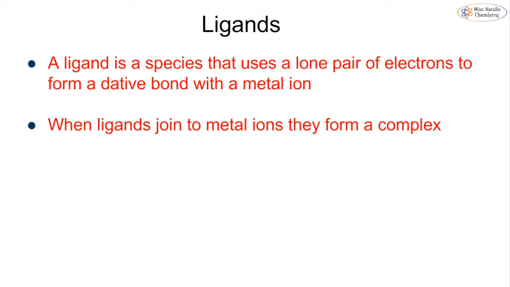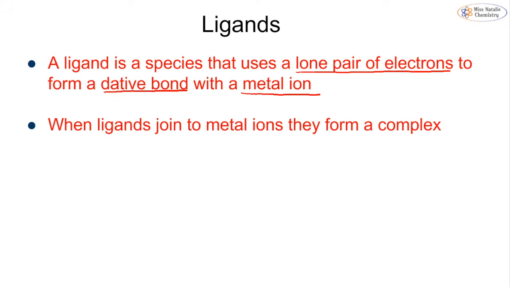Now we pivot slightly to talk about these complex ions and how they actually form. And these all use something known as a ligand. And a ligand is a species that uses a lone pair of electrons to form a dative bond with a metal ion. So the important thing here is that we've got these empty orbitals, whether it's a 3d orbital or a 4s orbital, and we can form a dative bond here. And when the ligands join with the metal ions, they form a complex.